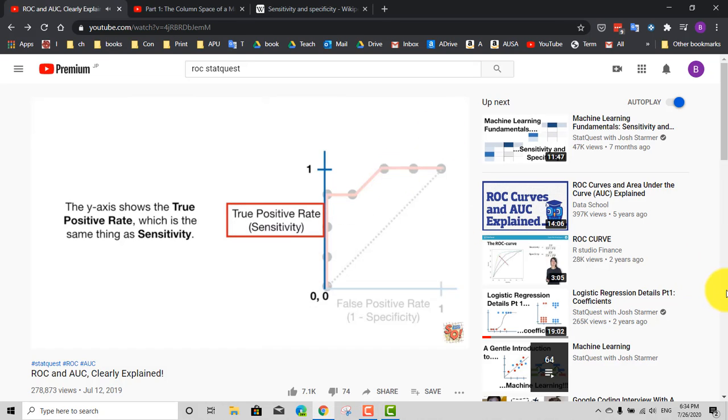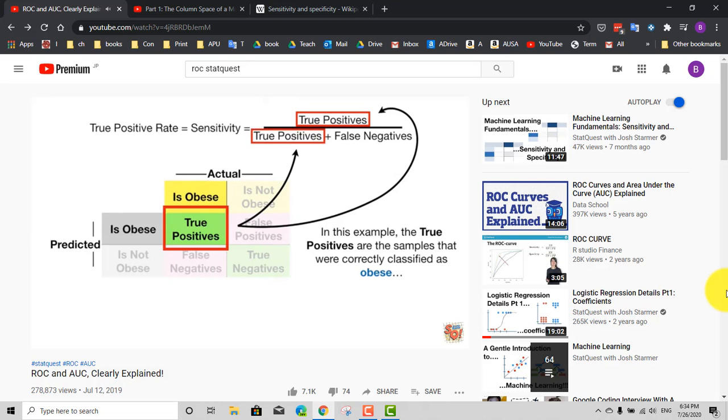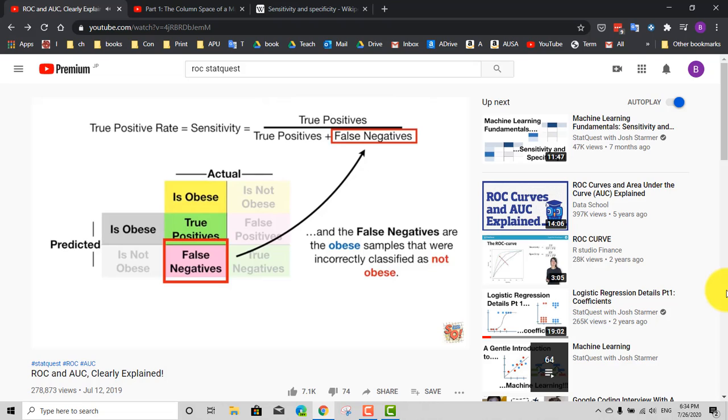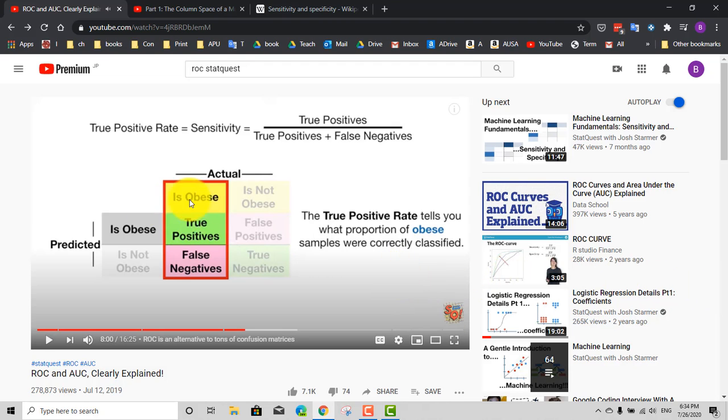The y-axis shows the true positive rate, which is the same thing as sensitivity. The true positive rate is the true positives divided by the sum of the true positives and the false negatives. In this example, the true positives are the samples that were correctly classified as obese, and the false negatives are the obese samples that were incorrectly classified as not obese. The true positive rate tells you what proportion of obese samples were correctly classified. So in other words, it's this number divided by these two. That's the sensitivity. That's going to be the vertical axis.